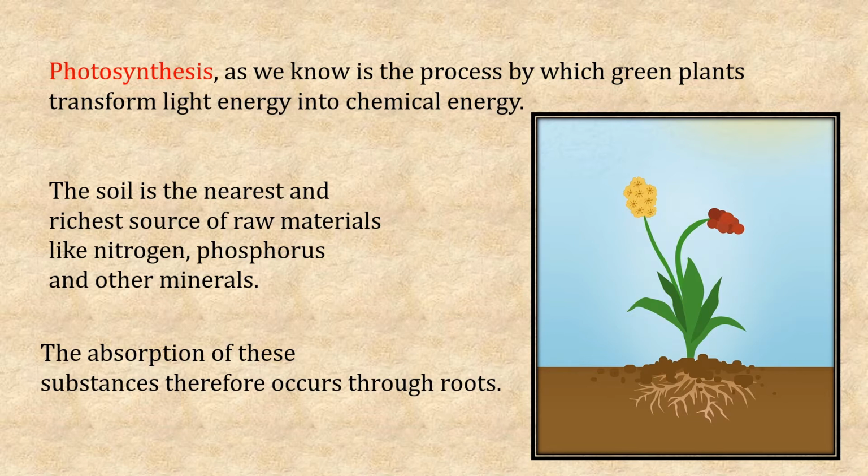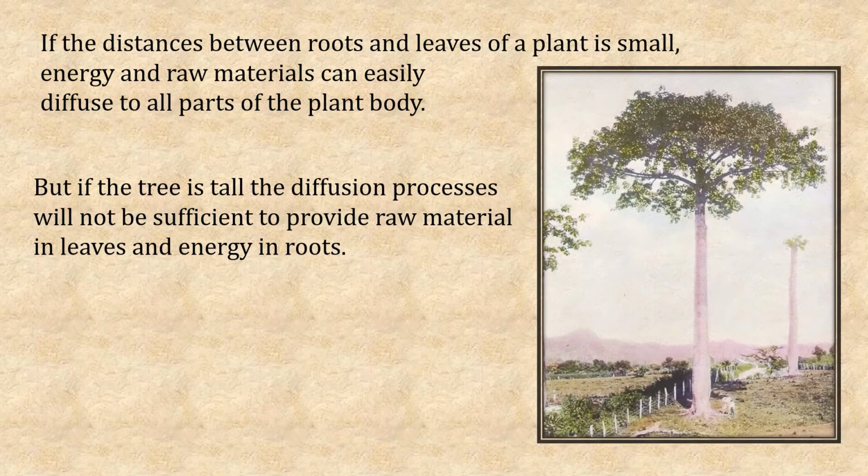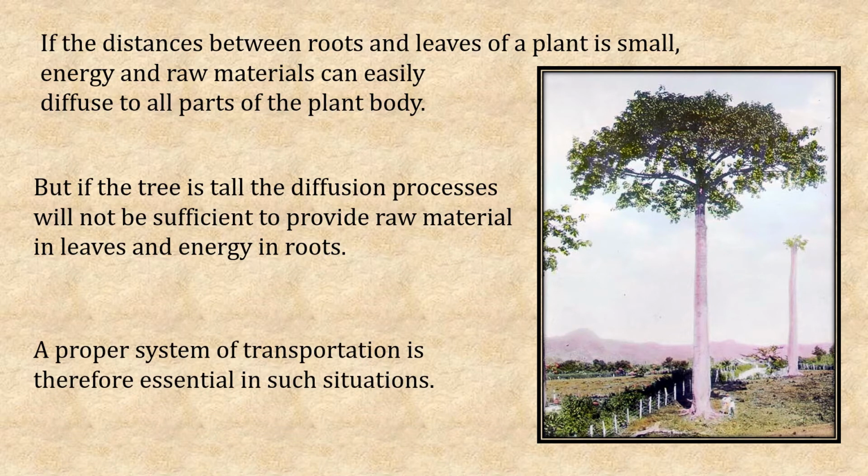And we have studied about photosynthesis in our previous videos. If the distance between roots and leaves of a plant is small, energy and raw materials can easily diffuse to all parts of the plant body. But if the tree is tall, the diffusion process will not be sufficient to provide raw materials in leaves and energy in roots. A proper system of transportation is therefore essential in such situations.